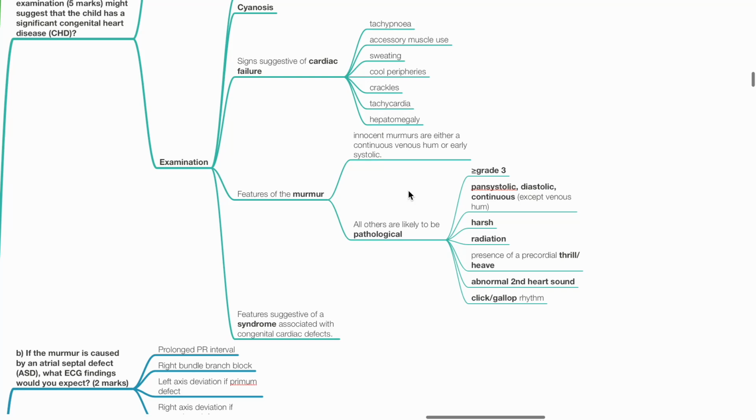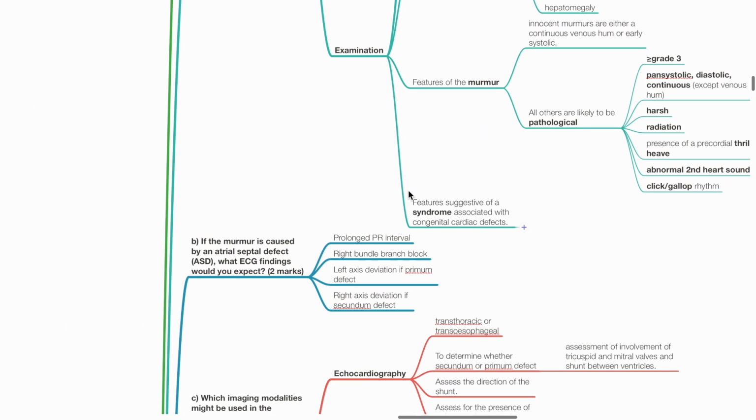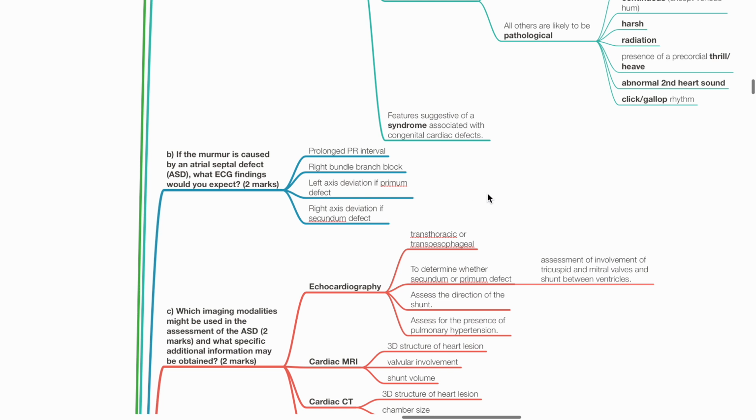with harsh characteristic with radiation, precordial thrill or heave, abnormal second heart sound, click or gallop rhythm. Features suggestive of syndrome associated with congenital cardiac defects. B. If the murmur is caused by an ASD, what ECG finding would you expect?